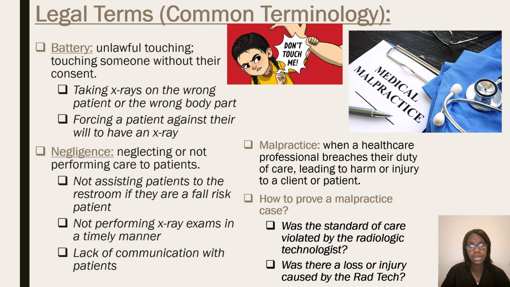Now we have legal terms that we will talk about. You have battery, which is an unlawful touching. You'll be touching someone without their consent, such as taking x-rays on the wrong patient or the wrong body part. Forcing a patient against their will to have an x-ray is a sign of battery. And then you have negligence.